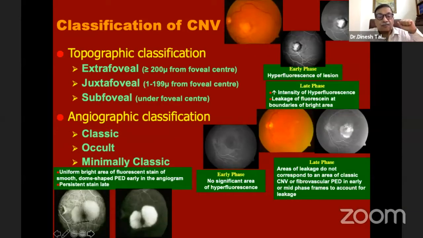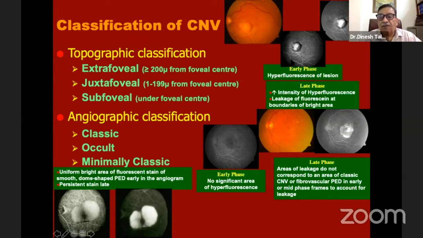Now, when it comes to classification, we do topographic classification into juxtafoveal, extrafoveal, and subfoveal. And that's important because extrafoveal lesions can be treated by laser. And if you have juxtafoveal and subfoveal lesions, then pharmacotherapy is the mainstay of treatment. It's also good to do an angiographic classification because it gives you an idea of how these eyes are going to behave.